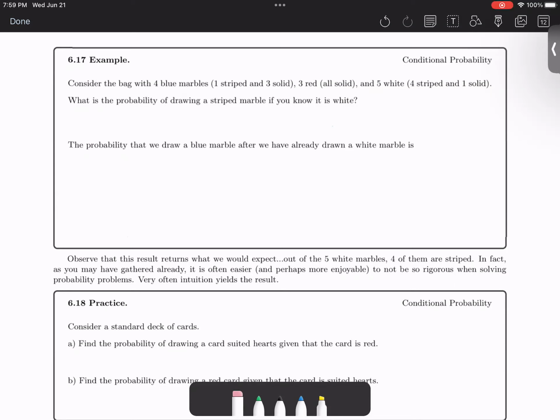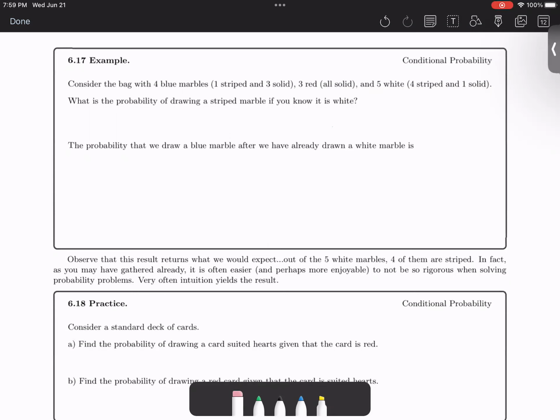It's probably a good idea to add all these up. Four blue plus three red puts us at 7 total, plus 5 puts us at 12 total marbles. So we have 12 marbles total.